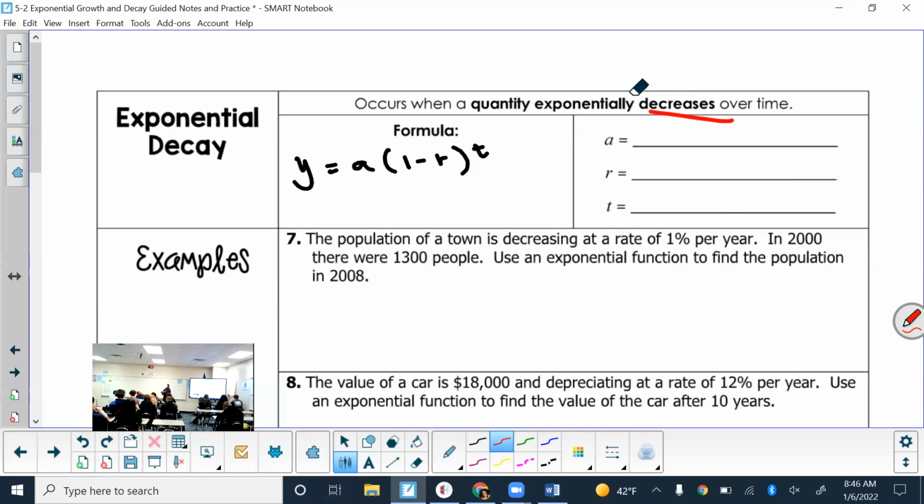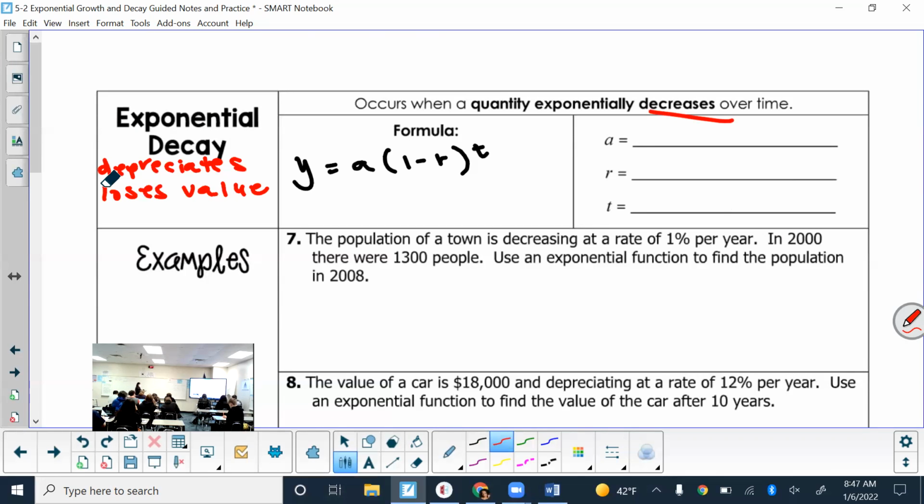So it might not say use this exponential decay formula, but it might say that something is decreasing. It might say that something depreciates. It might say that something loses value. So any other synonym for decreasing, use this formula where it's minus.